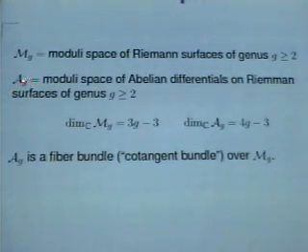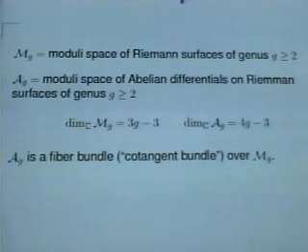Then I'm going to call A sub G the moduli space of abelian differentials on Riemann surfaces. And one thing that's quite useful is that these two spaces are finite dimensional. They are essentially manifolds, not quite. A sub G is an orbifold, M sub G is also an orbifold, but they are almost complex manifolds. And we can even compute, this is rather classical, the dimensions. This one has dimension 3g minus 3, and that one is 4g minus 3. I'm writing complex dimensions. If you want to think real, just multiply everything by 2.